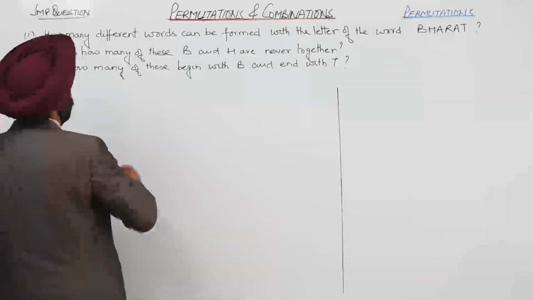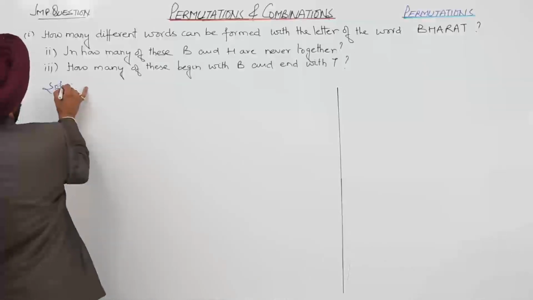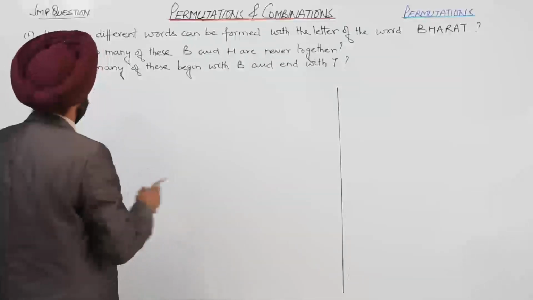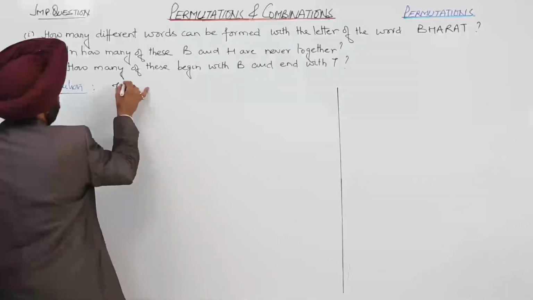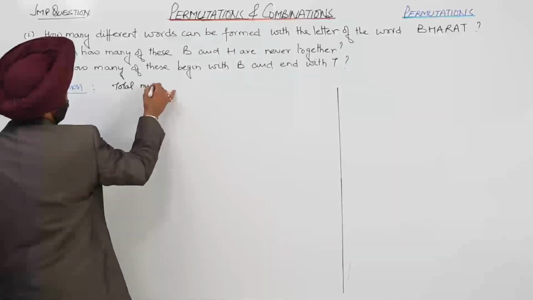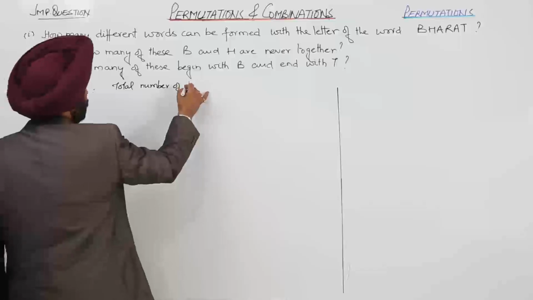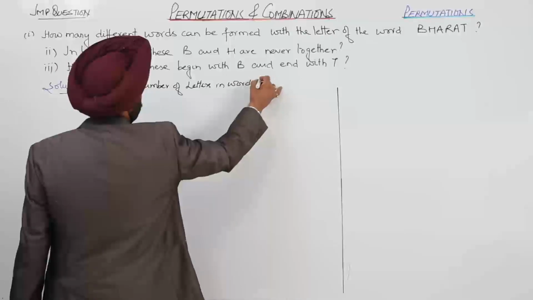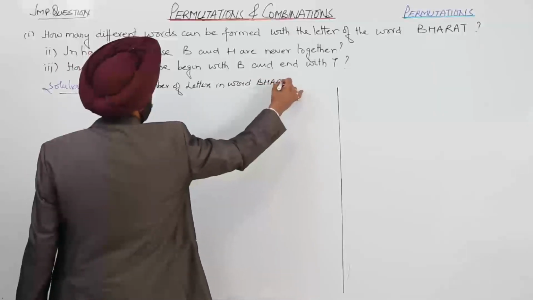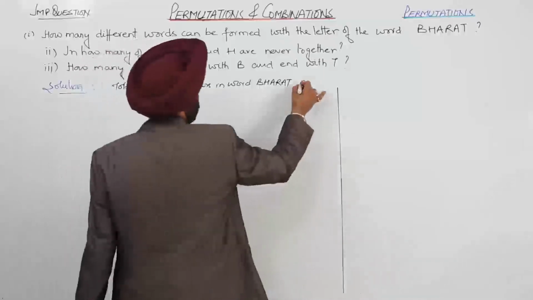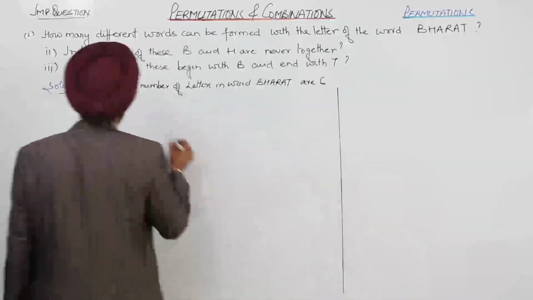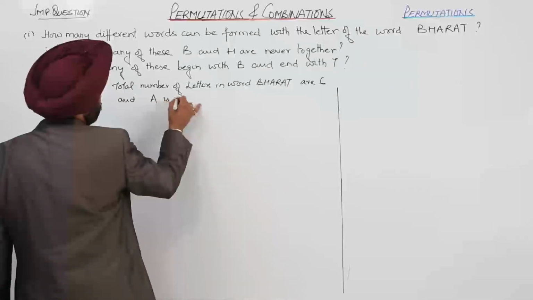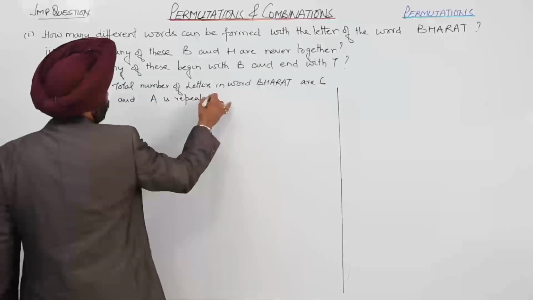Now, the total number of letters in the word are 6, and the letter A is repeated twice.